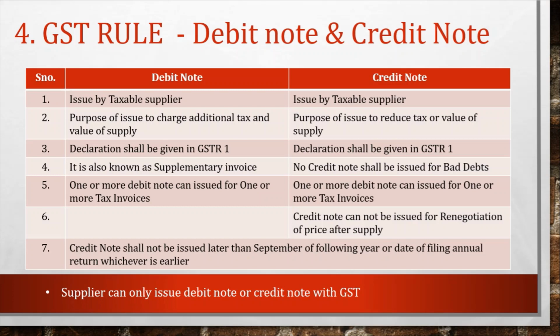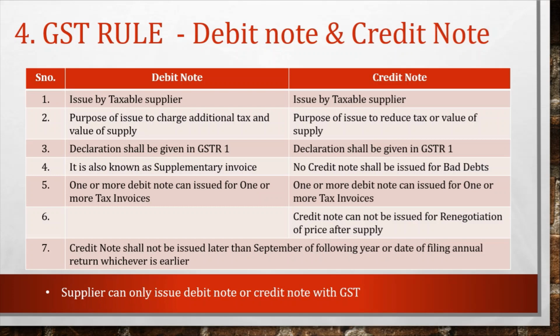In case of a credit note, it is also issued by a taxable supplier. The purpose of issue is to reduce the tax or value of supply. It means, suppose the customer refuses your services or returns your goods, so in that case you will issue a credit note. The declaration shall be given in GSTR-1. Important point: no credit note shall be issued in case of bad debt. If some customer is insolvent or denies paying, you will not issue a credit note against it. Okay, it means you cannot reduce your GST liability.